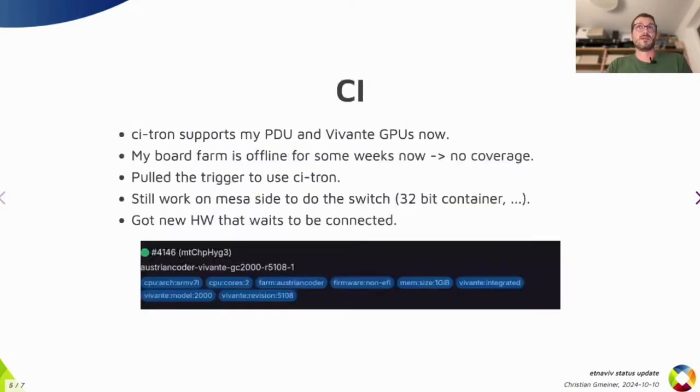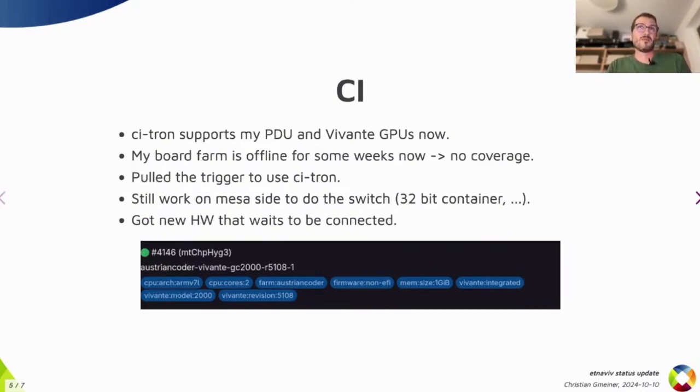On the CI side, finally Citron supports my power delivery unit and the Vivante GPUs. The Vivante GPUs are special as you need to query the information like model and revision at runtime, as the device tree does not provide this information.